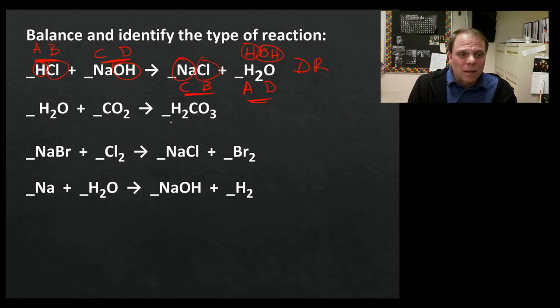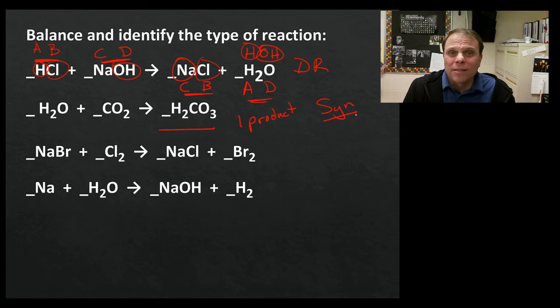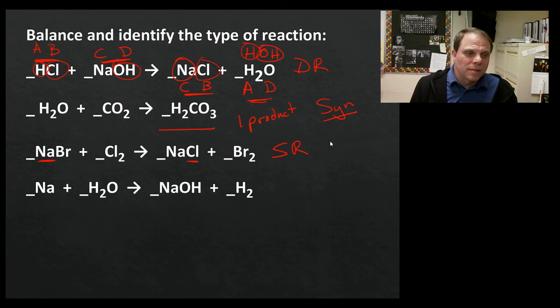On this next one, look, we only have one product. If you ever have just one product, that should be an indicator to you that you have a synthesis reaction, okay? So that's going to be synthesis. In this case, we have an Na that was with Br, and now Cl is with Na. Oh, so Cl must have replaced Br, but there's only one partner that gets to swap, so that's a single replacement reaction.